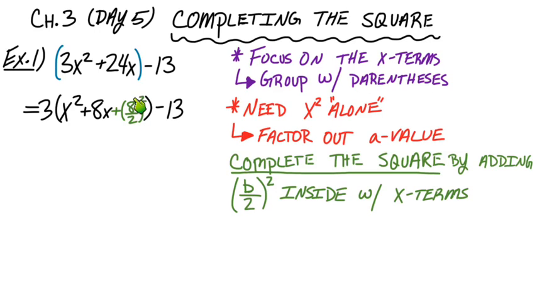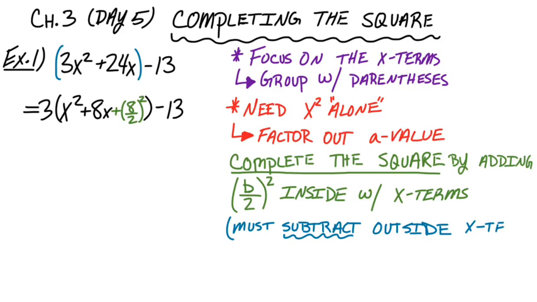We can't just add things in willy-nilly wherever we want and expect it to be equivalent, right? Right now, this line doesn't equal the line before it. So we can't just add in 8 over 2 squared because we feel like it. To be fair, we'd also have to subtract it out here. So we got to subtract that 8 over 2 squared on the outside. So I'm going to do minus 8 over 2 squared, which is just 4 squared, which is just 16. I know that. So I'm going to subtract it out here.